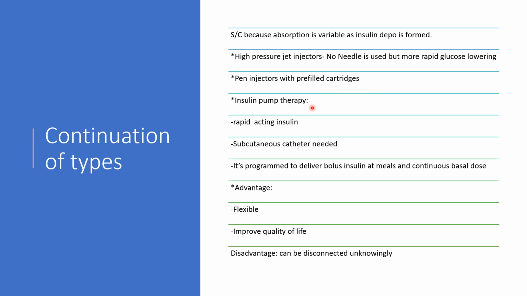Insulin pump therapy is available. In that case, you can use rapid-acting insulin. Subcutaneous catheter will be needed. It is programmed to deliver bolus insulin at meals and continuous basal dose. The advantage here is it is very flexible. It improves the quality of life, but the disadvantage here will be that it can be disconnected inadvertently.